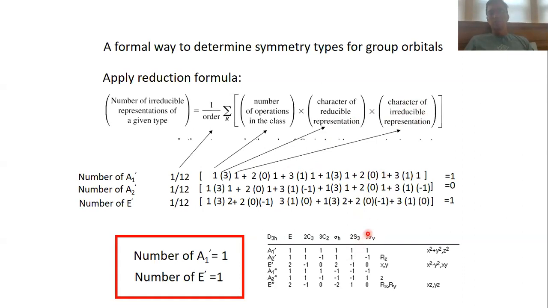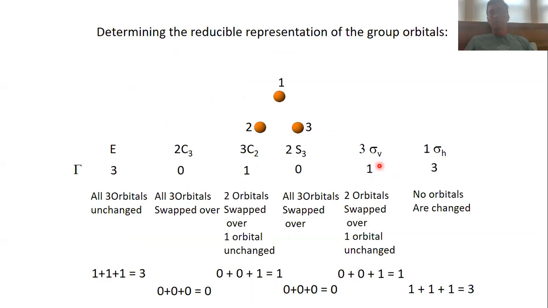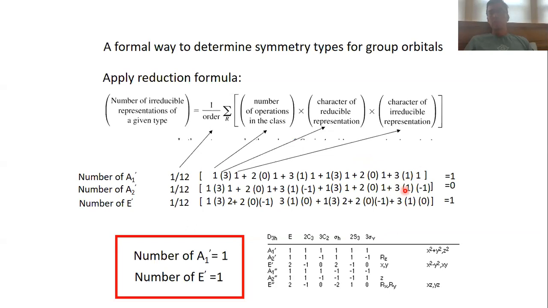Last but not least, we need to look at the sigma v. We have 3 sigma v's times 1, because the character of the reducible representation is 1, times 1, that is the character in the irreducible representation for A1 prime underneath 3 sigma v. When we calculate this, it is equal to 3. So that term gives 12. 12 over 12 gives 1. That means that one of our ligand group orbitals has the symmetry type A1 prime. We can do the analogous calculation for the next symmetry type, which is A2 prime.